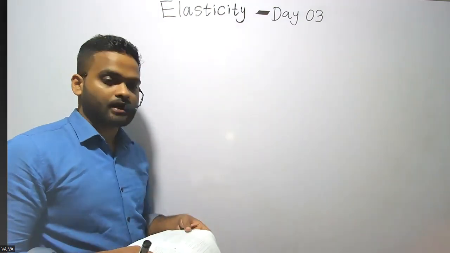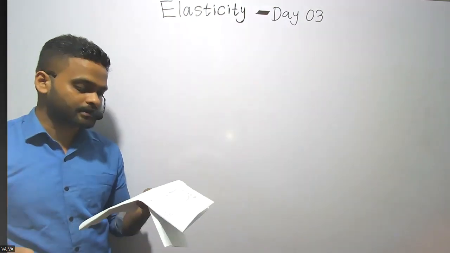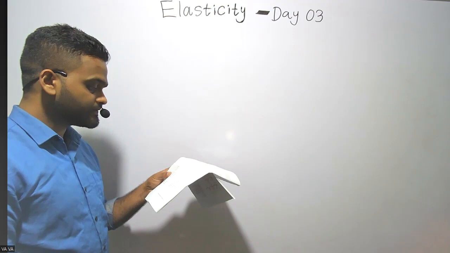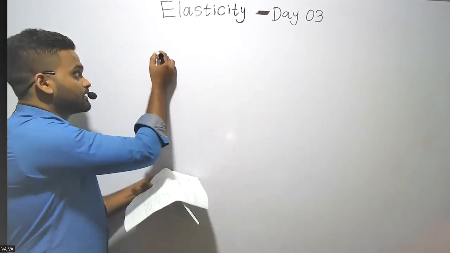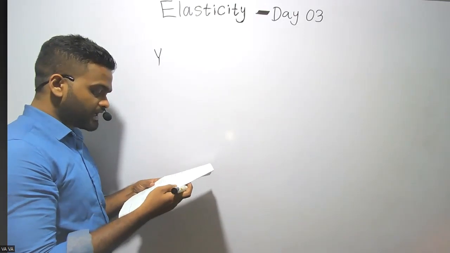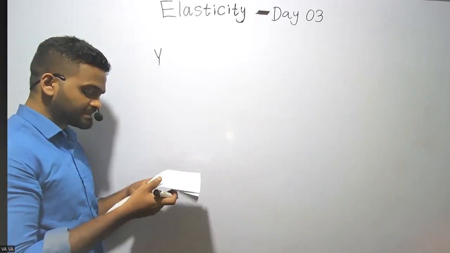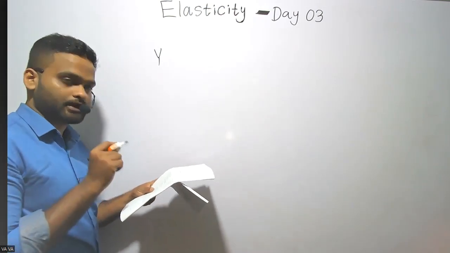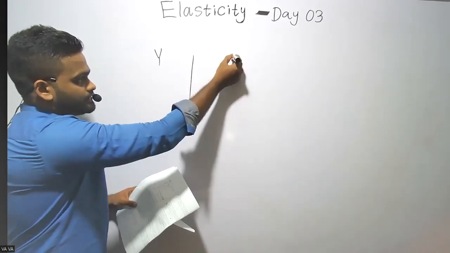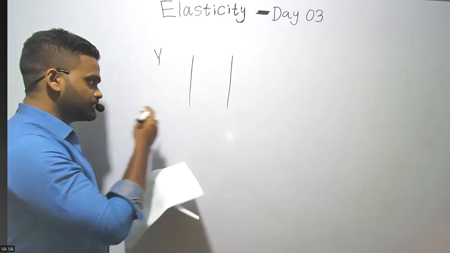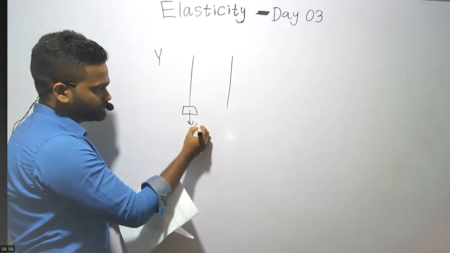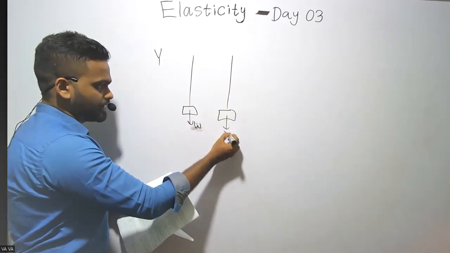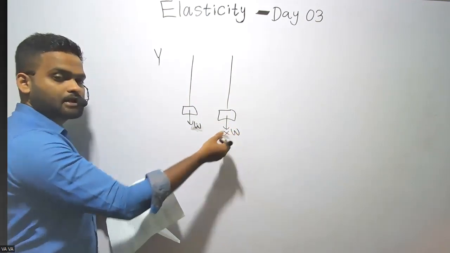Then try the 23rd question, the 23rd MCQ. Out of two wires that are made of the same material, so the same Young's modulus, one wire has twice the diameter of the other wire. The maximum load that can be applied to the second wire is X times the load that can be applied to the first wire. So let's say this is the first wire, this is the second wire. The first is applied a load W and the second wire is applied a force XW, X times W.